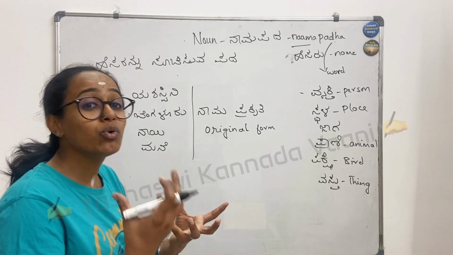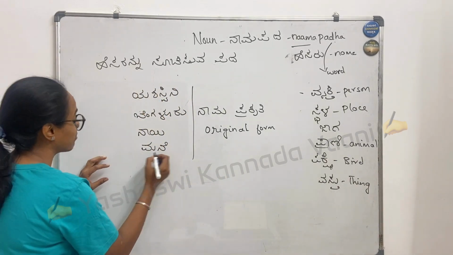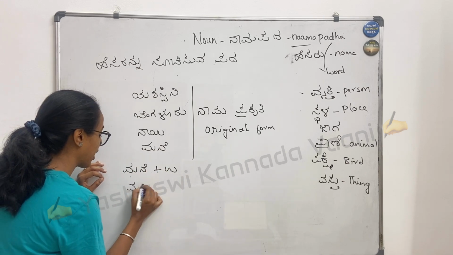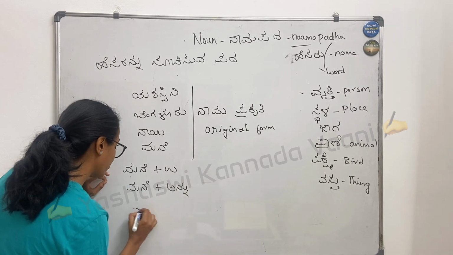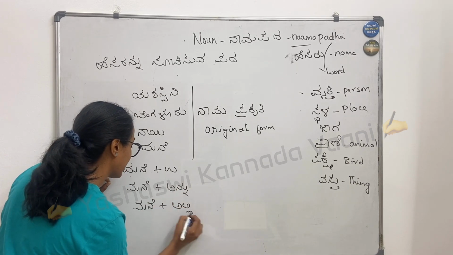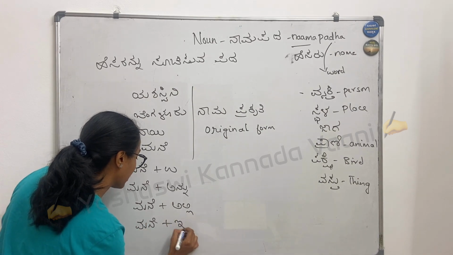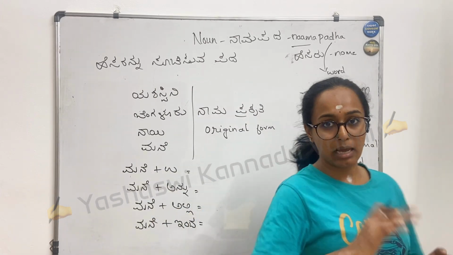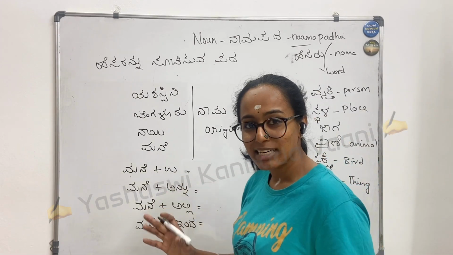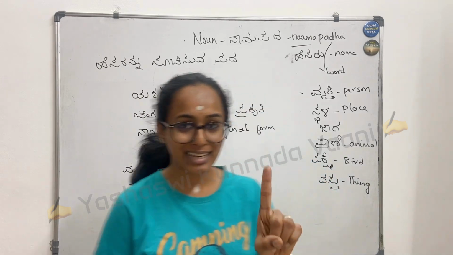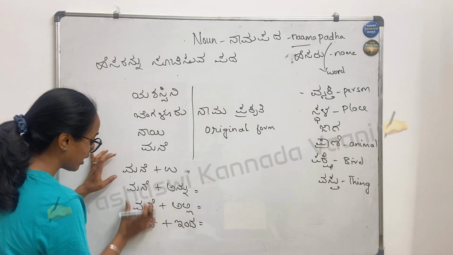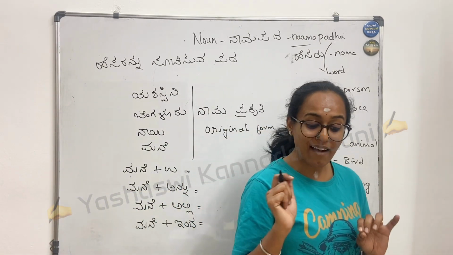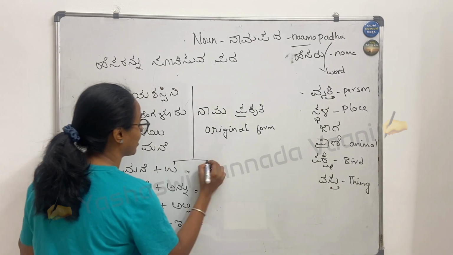Now I'll add a few words to this. I'll take mane for example. For mane, I add u. Again for mane, I add annu. Again for mane, I add alli. Again for mane, I add inda. If you are in 4th or 5th grade or above, you would know what this is. Adding two words gives me one compound word, alva? So what do I call this added part? The first word I understood: it is Nama Prakruti, alva? So what is this? That is Avyaya or Vibhakti Pratyaya.